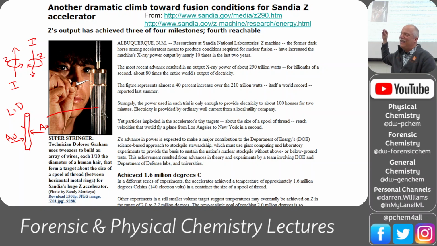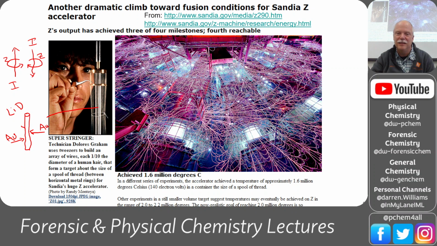That's how much electricity they're throwing through those gold wires in order to impart this. And this is what it looks like. That's the electricity that's not used. That's the waste electricity on top of the cooling pool. So they blast this thing for 100 nanoseconds.